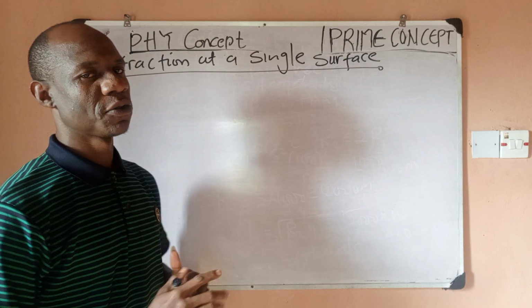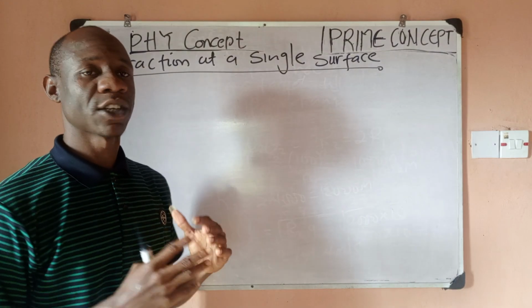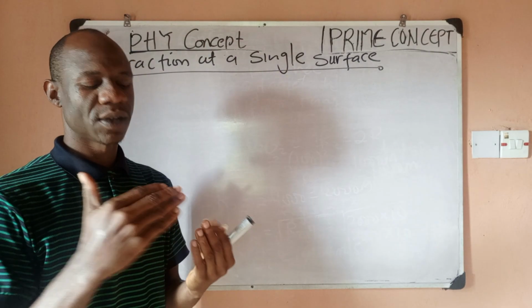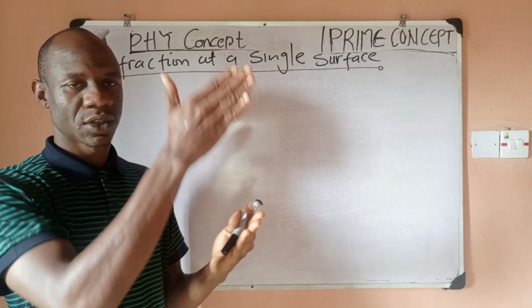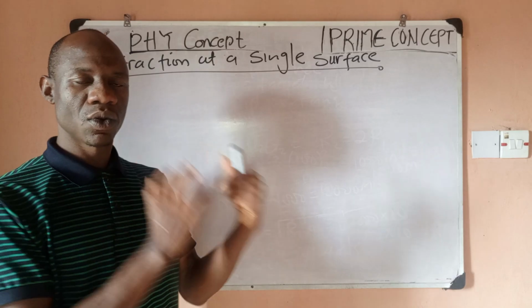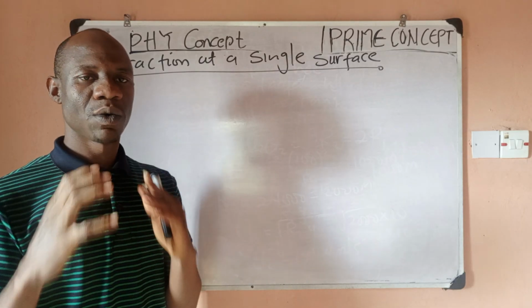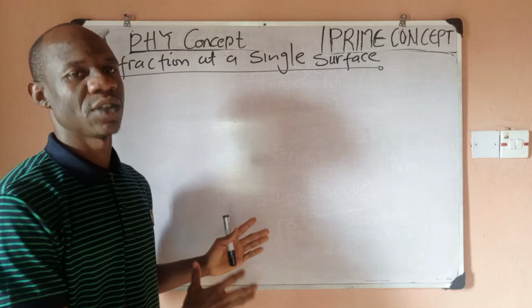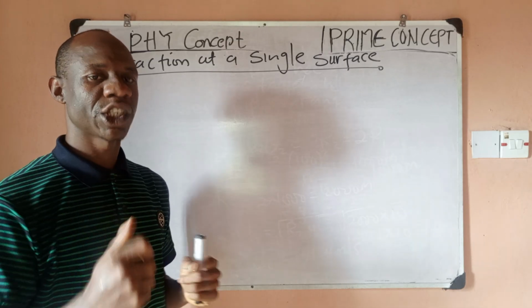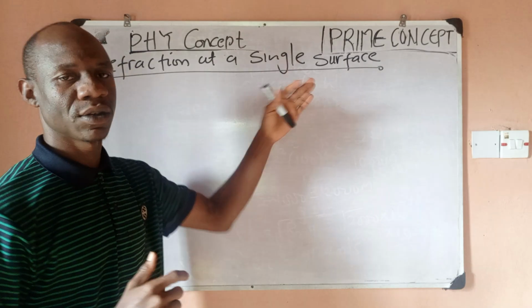In this video, I want to focus on the derivation for refraction at a single surface, right? So we want to consider lenses, just one surface of a lens. When light refracts through only one surface of a lens, what would be the relationship? We want to derive it in this video. And this relationship is known as the Gaussian formula for a single surface.